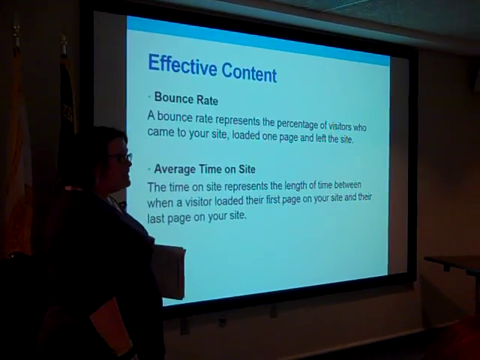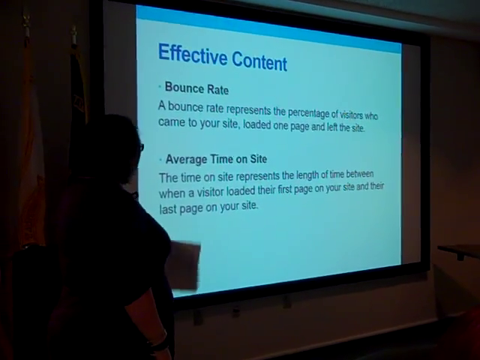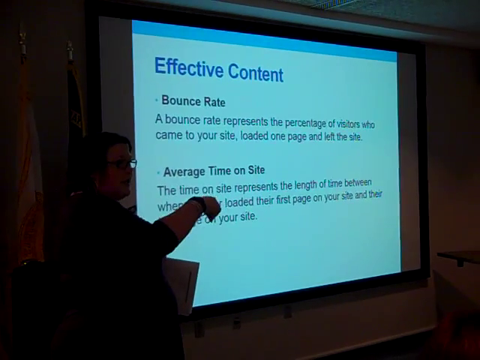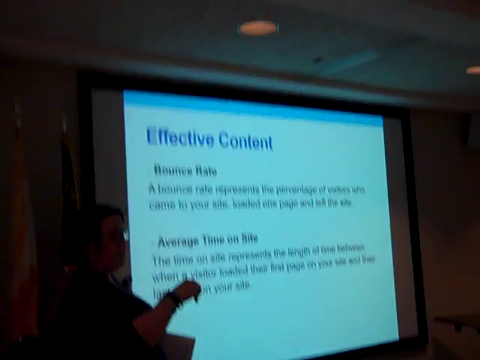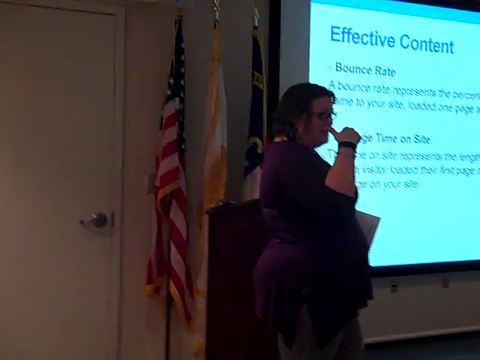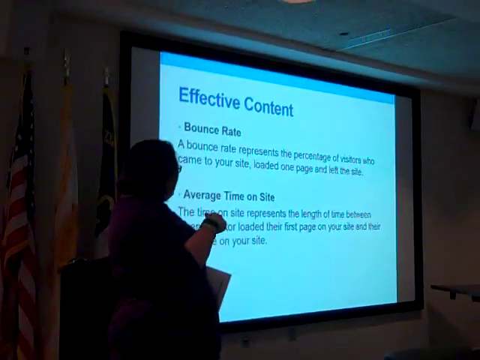So for effective content, you can look at bounce rate and also the average time on the site. So bounce rate means somebody comes to the page, they found what they looked for and they might leave. Or they come to the page, didn't find what they looked for and they left anyways. So you kind of have to look at that.